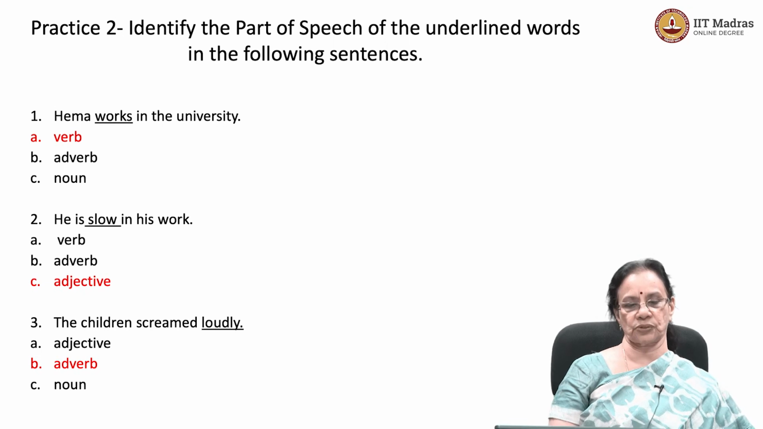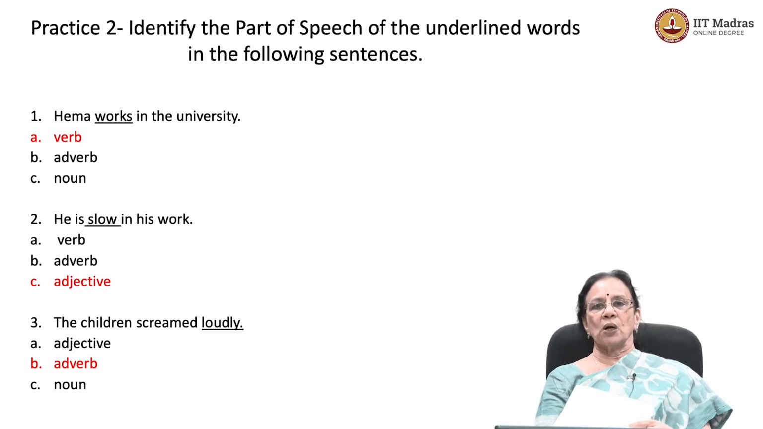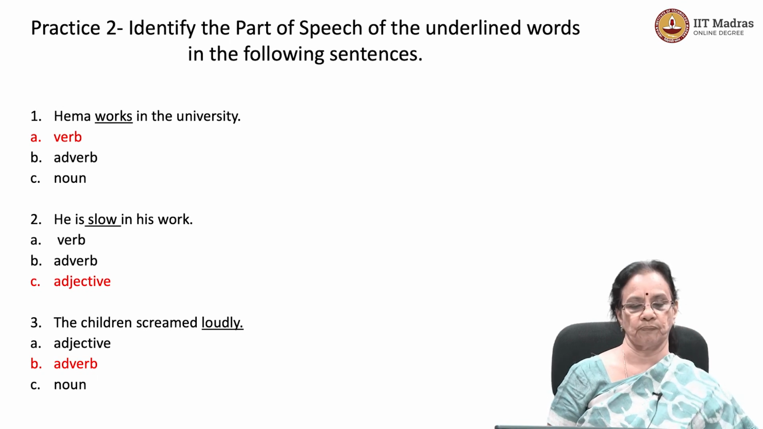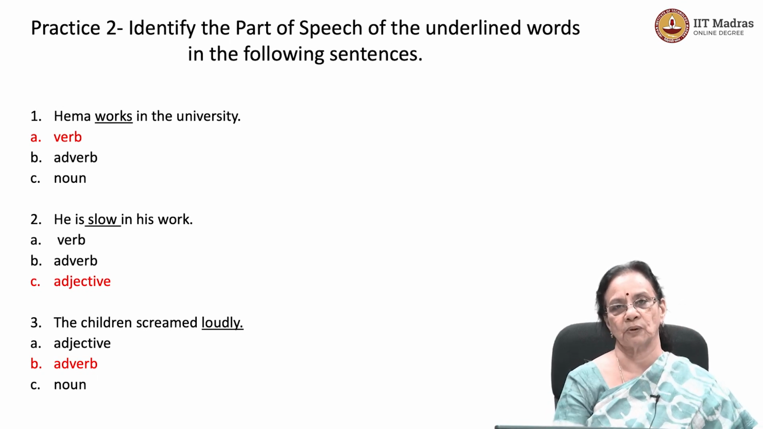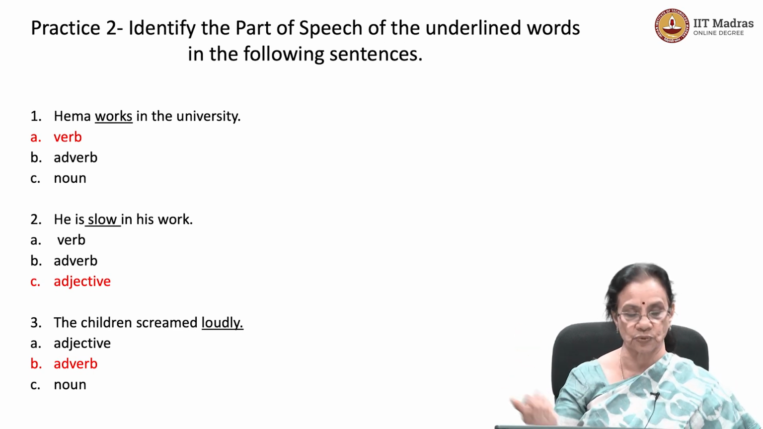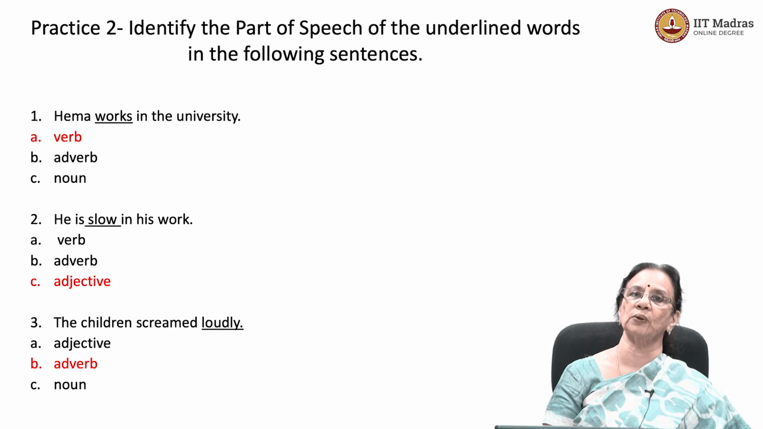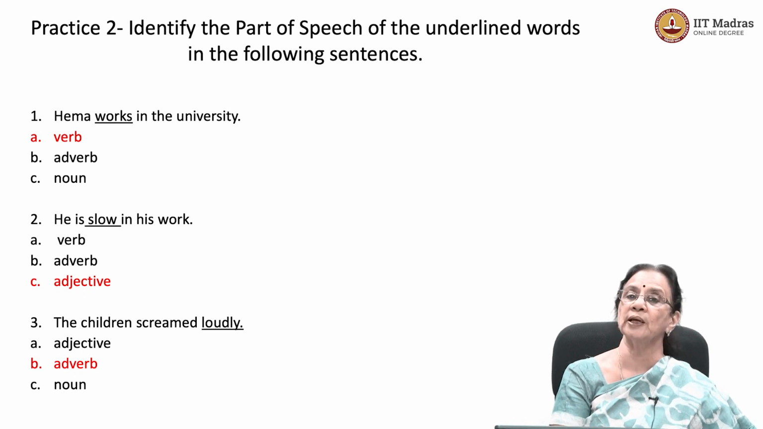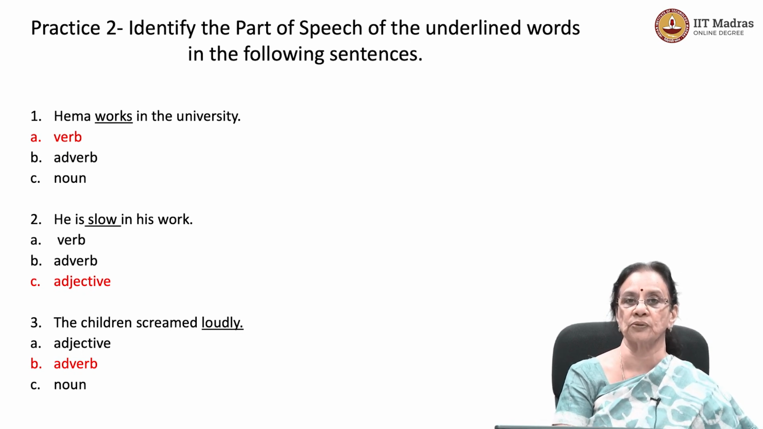Let us look at the answers now. Hema works in the university. Now, "works": what part of speech is it? Definitely it is a verb. It is an action, working. He is slow in his work. It is an adjective. And why is it an adjective? It is describing "he." He could be anybody. It could be Ramesh, Suresh, Ravi, Rajesh, anybody. So, whoever it is, slow is describing how he is.